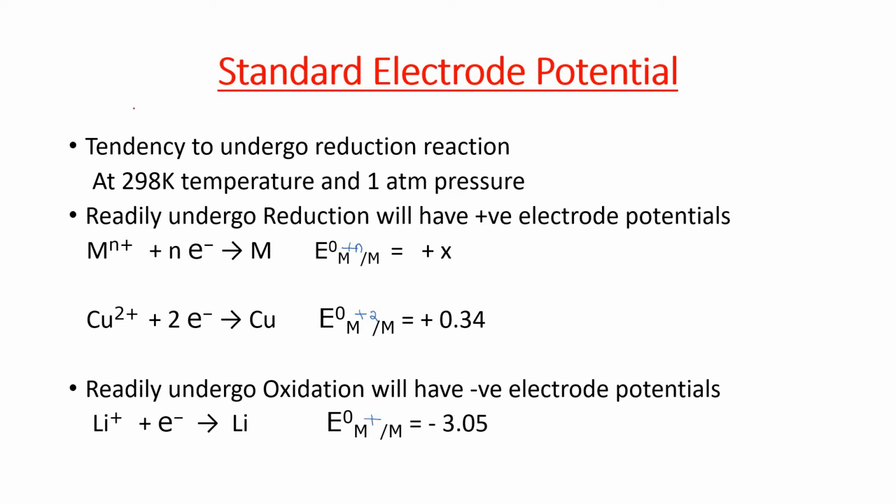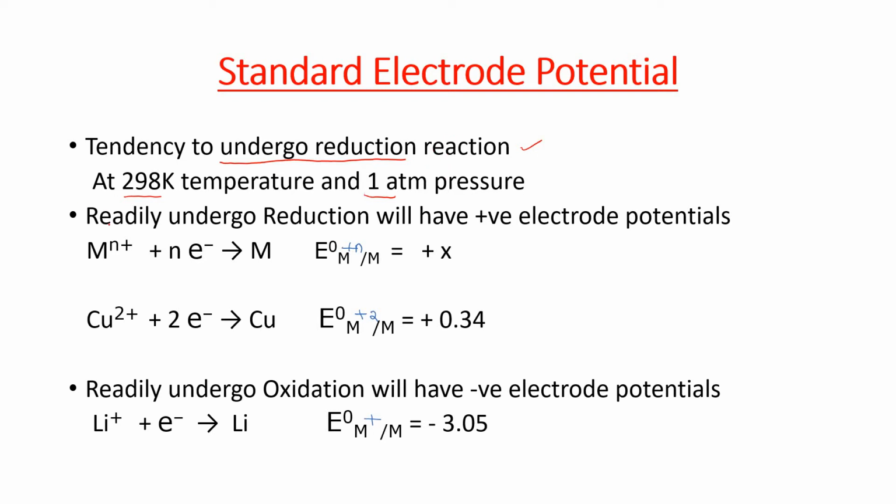First of all, we see the definition here. Very simple: tendency to undergo reduction reaction. This is called the definition. Tendency to undergo reduction reaction is called standard electrode potential. Standard means you have to maintain 298 Kelvin temperature and 1 atmosphere pressure. Then only it is called standard. These are the standard conditions here. So the definition is undergoing reduction reaction.